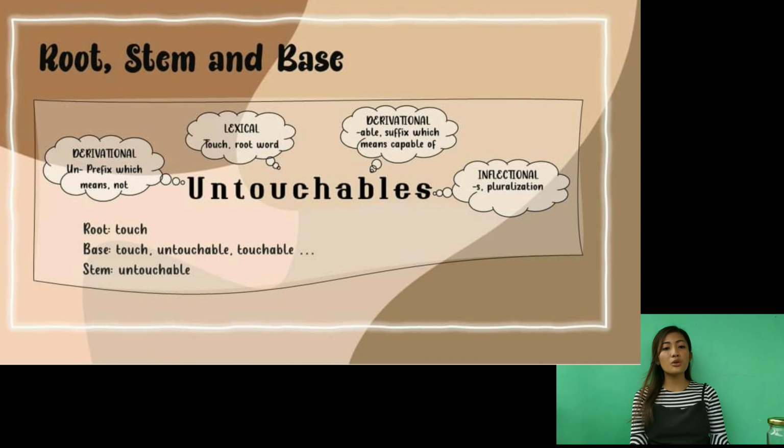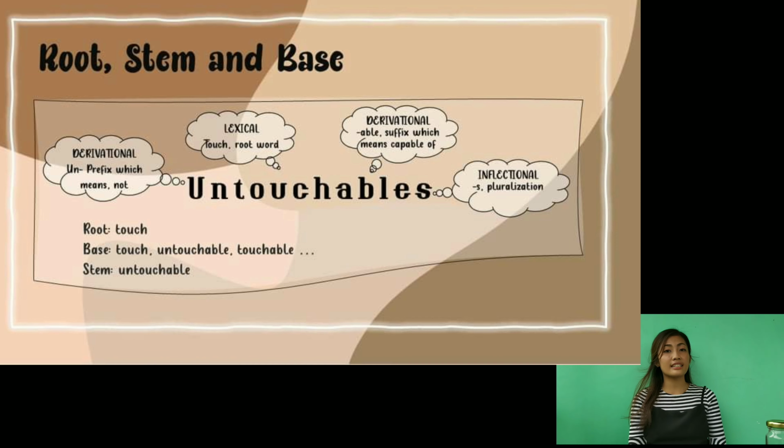So why are the base the words touch, untouchable, untouchables? It's because for the word touch, you can add affixes. I can make it touches, or I can make it touchable, or I can make it touched. So as long as you can add an affix to that certain word, it becomes the base. Next, we have the stem. The stem is untouchable because it is the word before adding an inflection, which is the s. That makes s an inflection that makes it plural.